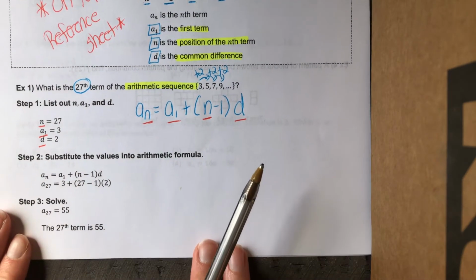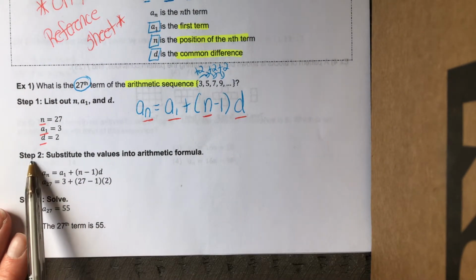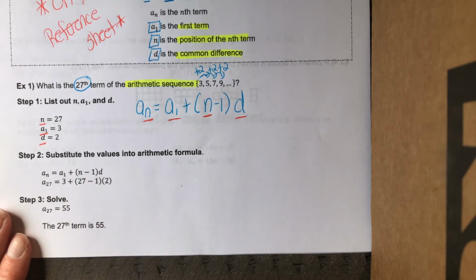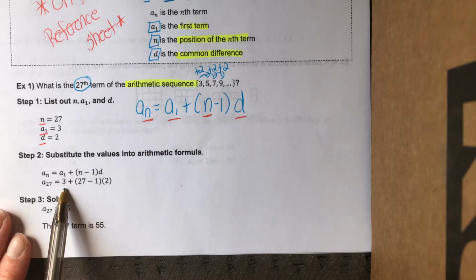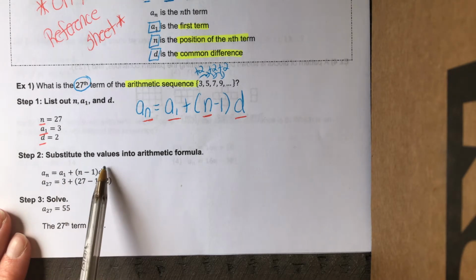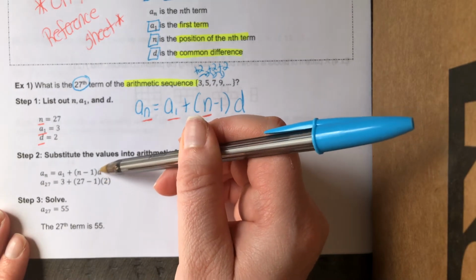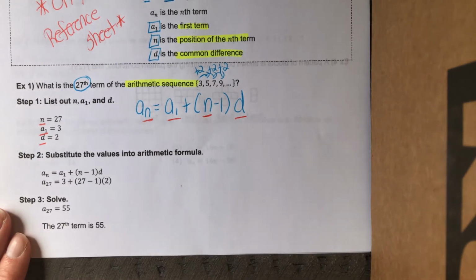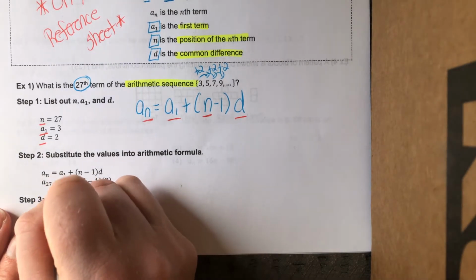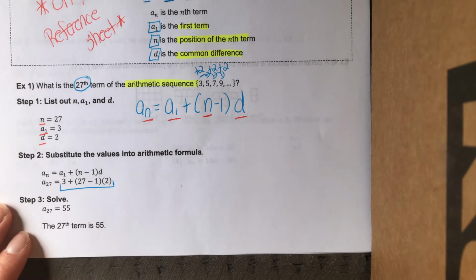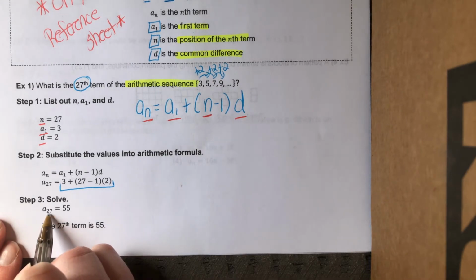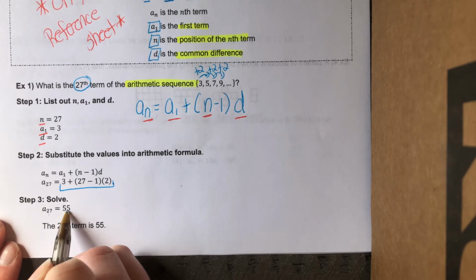Now that I've listed everything that's important, step 2 says substitute those values in. So n is 27. The first term is 3. n is 27. And d is 2. Don't forget, whenever you're plugging in for a variable, we always replace it with parentheses. That's so important. And then I would just type this whole thing into Calculator X, that app that we asked you to download, all at one time. And you should just be getting the whole number 55. So the 27th term is going to be 55.